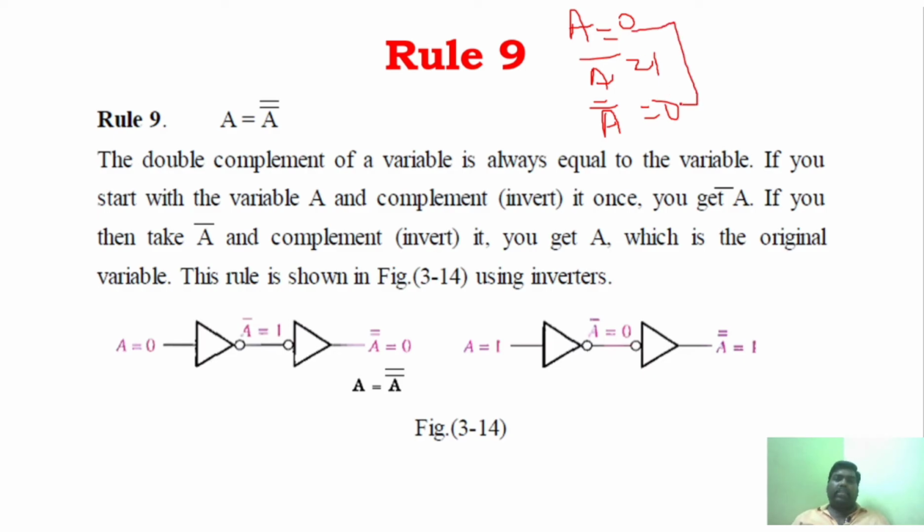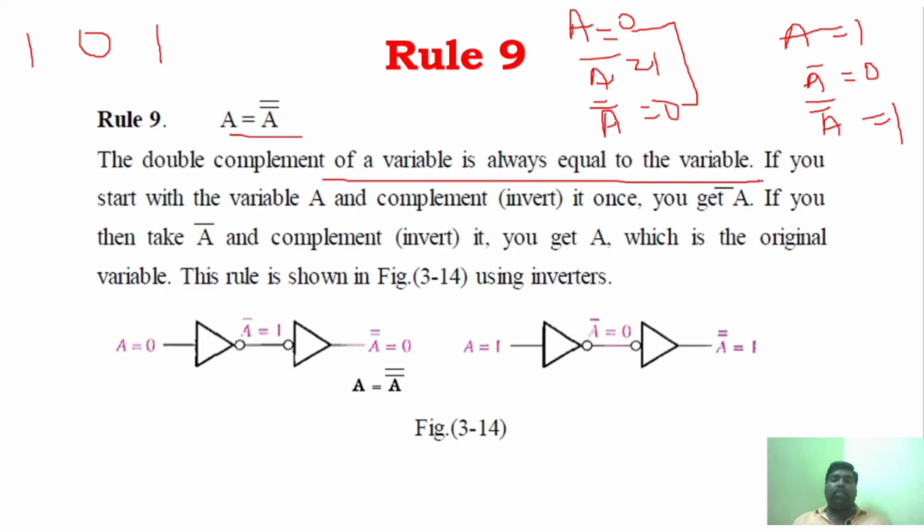So if your A is 1, then A complement will be 0, and if you take the complement of the A complement, then it will be 1. Like this, if A is equal to 1, then A complement is equal to 0, and the complement of the complement is equal to 1. That is what is mentioned here: A is equal to A double bar. A double complement of a variable is always equal to the variable. And you can see here we are using a NOT gate.